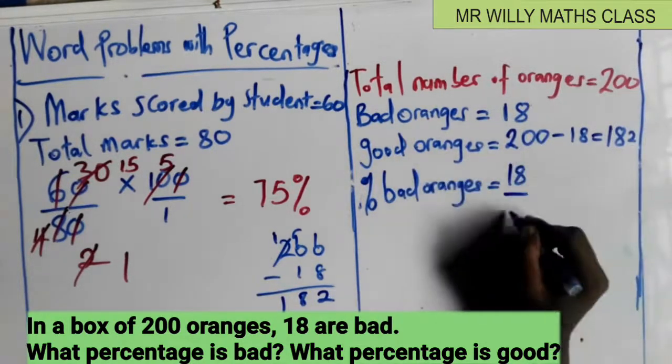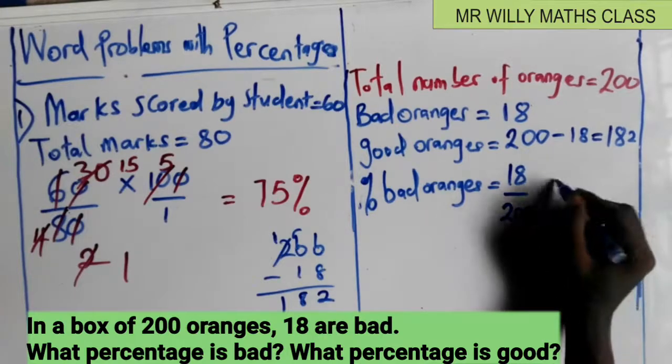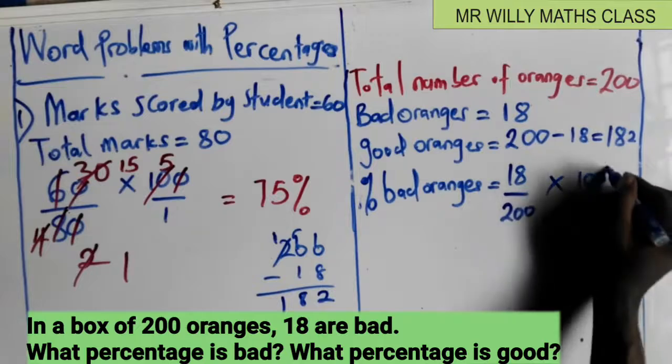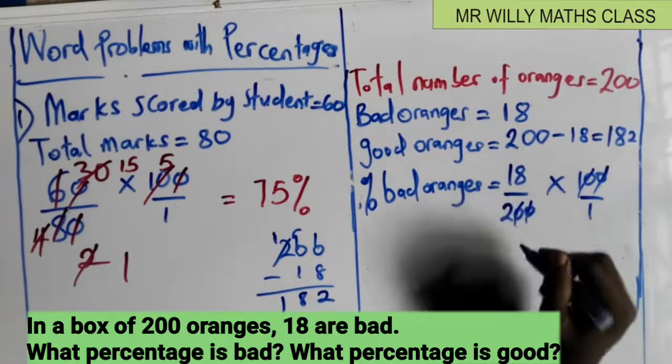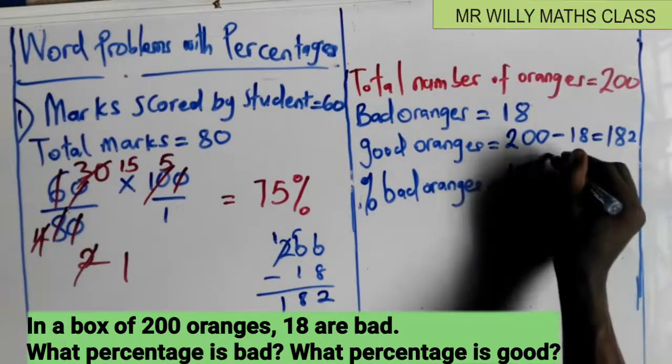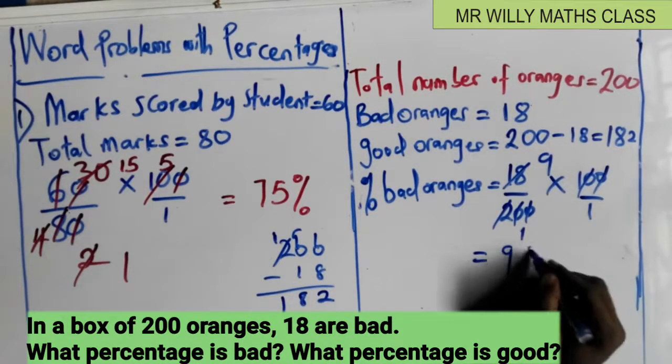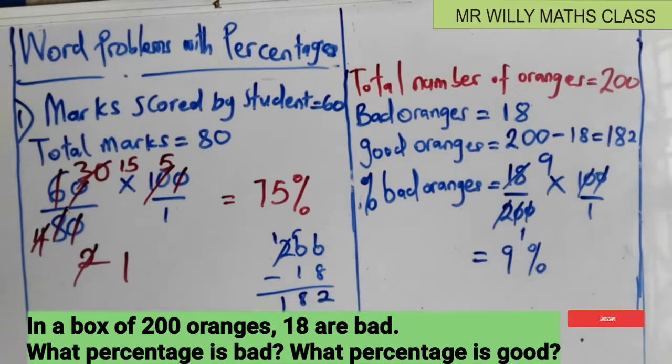That will be 18 over 200 times 100. Now that we have done that, just break it down. The numerator, 0 will cancel 0. 2 here 1, 2 in 18 will be 9. So the percentage of bad oranges is what? 9%. The percentage of bad oranges is 9%.